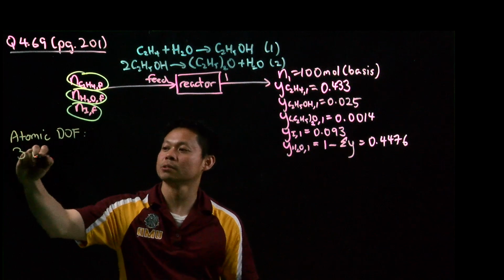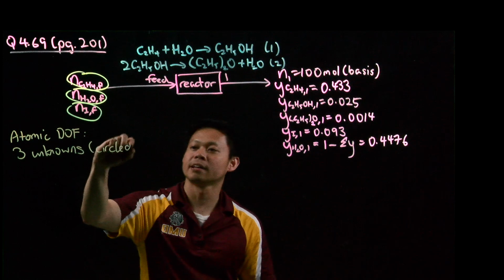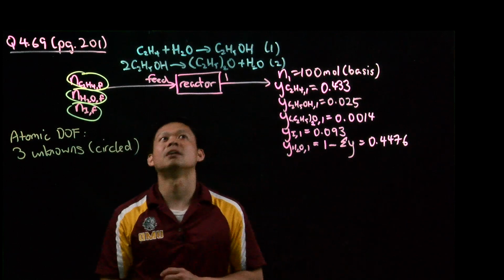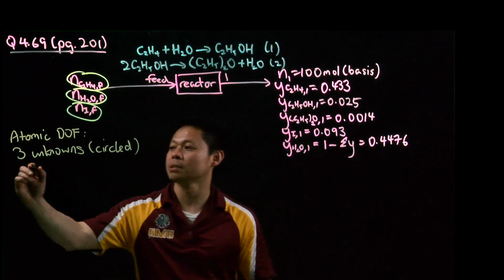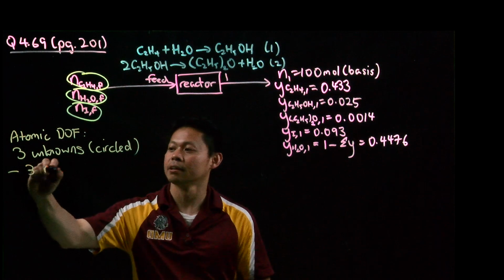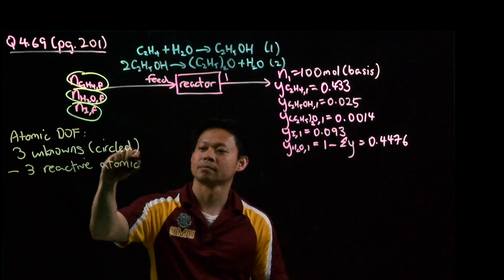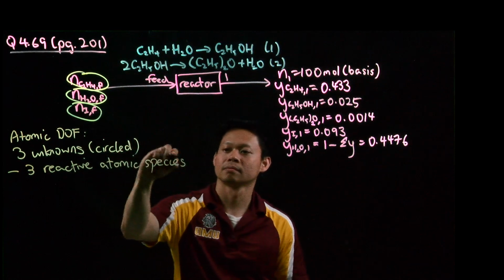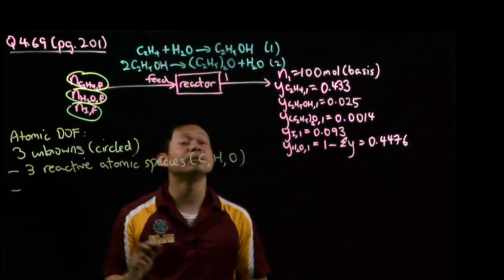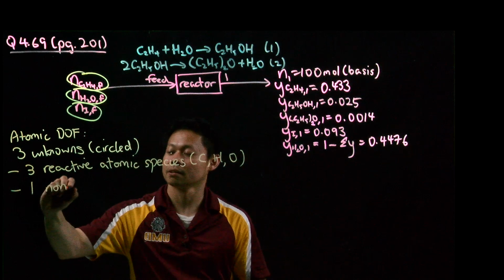Same thing, we only have 3 unknowns. Nice thing about atomic species is we do not add additional unknowns for reactions. Next thing we do is count the number of reactive atomic species. In this case, we have carbon, hydrogen, and oxygen, so 3 reactive atomic species. And we have a non-reactive molecular species, 1 inert.